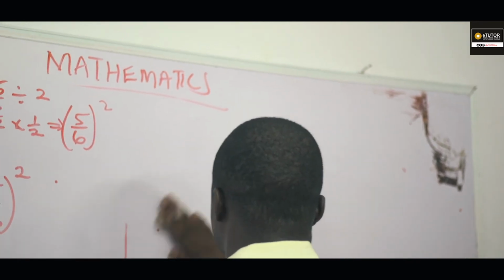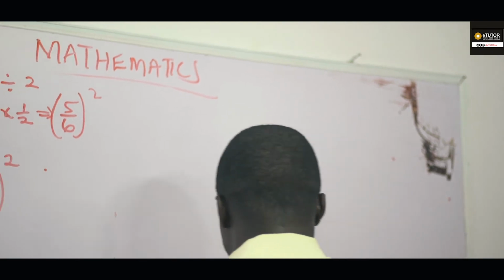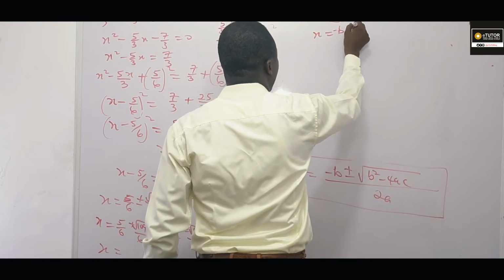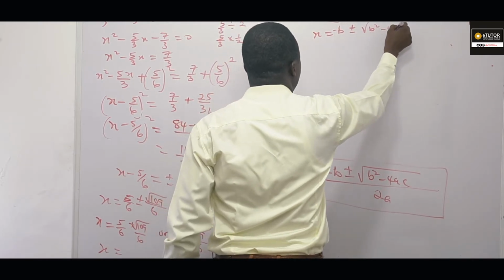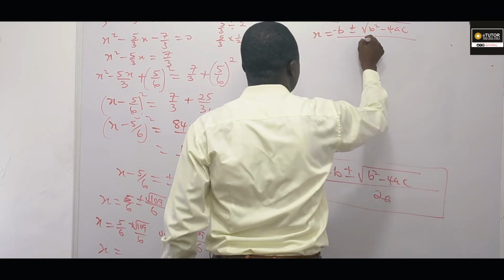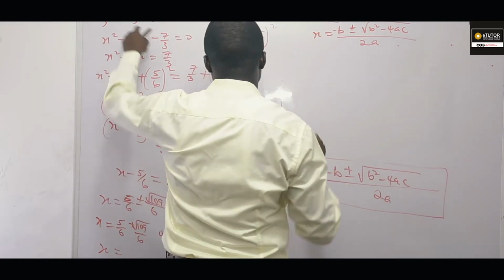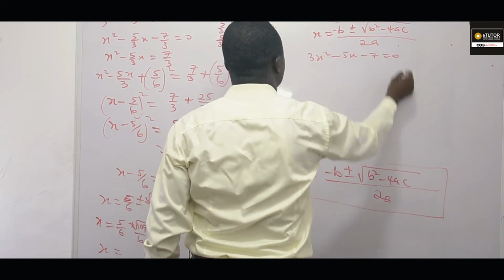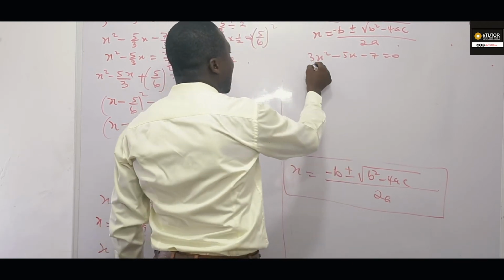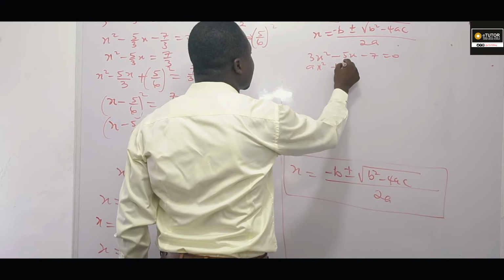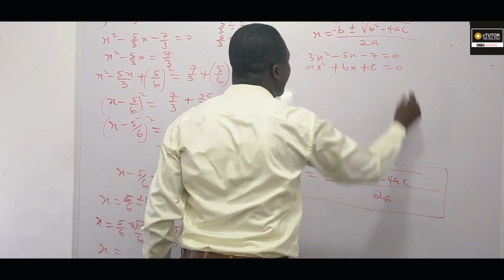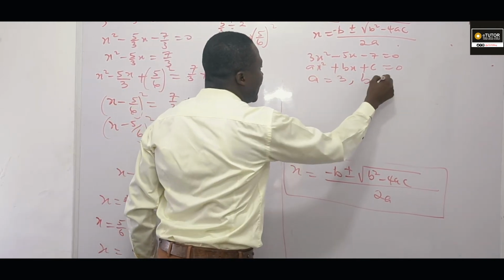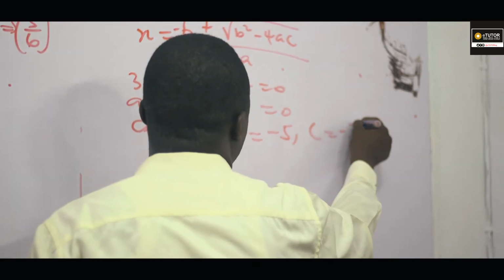Let's now use the formula method that we derived. The formula that we got says x equals minus b plus or minus the square root of b squared minus 4ac, all over 2a. Now the question is 3x squared minus 5x minus 7 equals 0. Comparing it to the standard form of the quadratic equation, a equals 3, b equals minus 5, c equals minus 7.